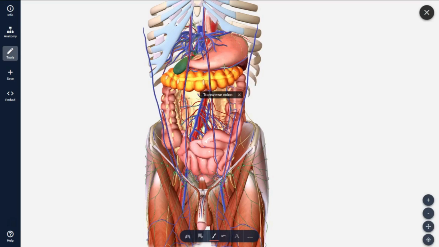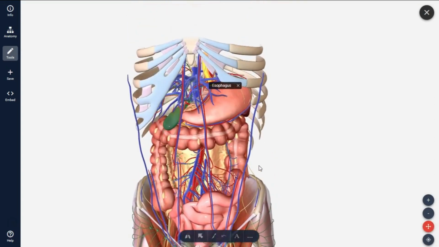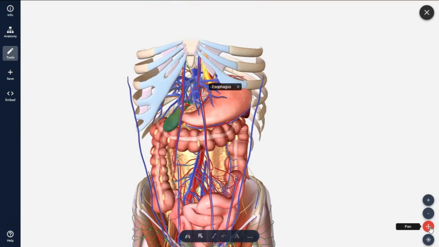It is somewhat J-shaped, and if we talk about its situation, it continues from the esophagus. The tube which we are seeing here is the esophagus, and this esophagus continues as the stomach. Here we can see this clearly, and this stomach itself continues as the duodenum.